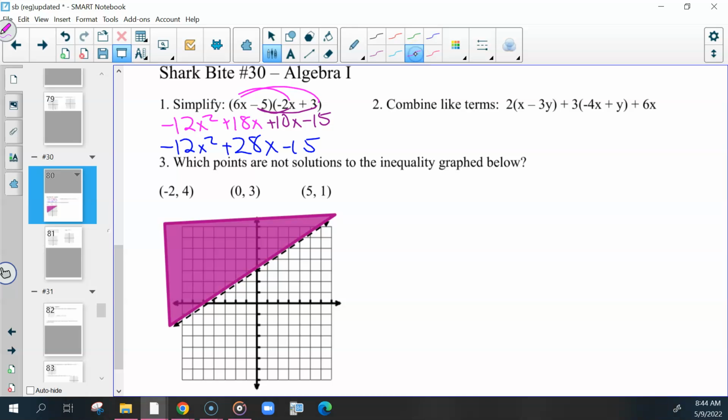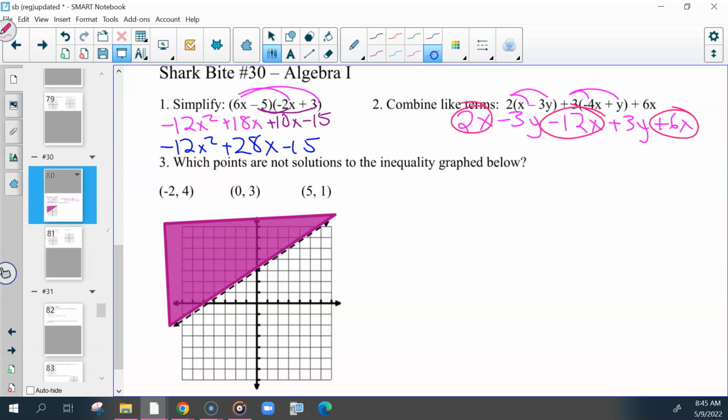Number 2, you needed to combine like terms, so distribute everything. We have 2x minus 3y minus 12x plus 3y, and then our plus 6x at the end. Combine all of your x's together. So we have negative 10x plus 6 would be negative 4x.